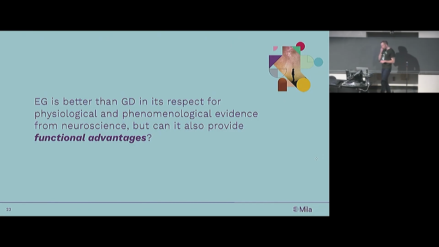Okay, so it's better than GD in its respect for physiological and phenomenological evidence, but can it also provide functional advantages? Because we'd like it not just to be a better match, but we'd even like to go a step further and say that it's a better algorithm for training neural networks, period. Now that's going to be hard, as I've said, because gradient descent is the optimal learning algorithm in a Euclidean space. So would there be situations in which it's better to be assuming that you're in a non-Euclidean space in your synapses?